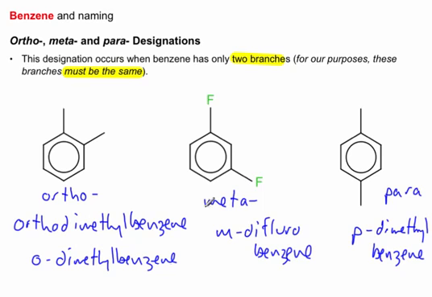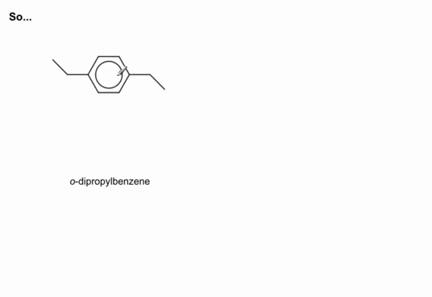So ortho, meta, para designations, remember they have to be the same branches, have to be the same type. So those are both methyl branches, those are both fluoro, those are both methyl. So as long as they're the same, you can use ortho, meta, para if you like. Just a couple more examples. So here we have a benzene, and it's a 1,4 carbon branch. Those are both ethyl branches, and so that is p-diethylbenzene. Same as 1,4-diethylbenzene.